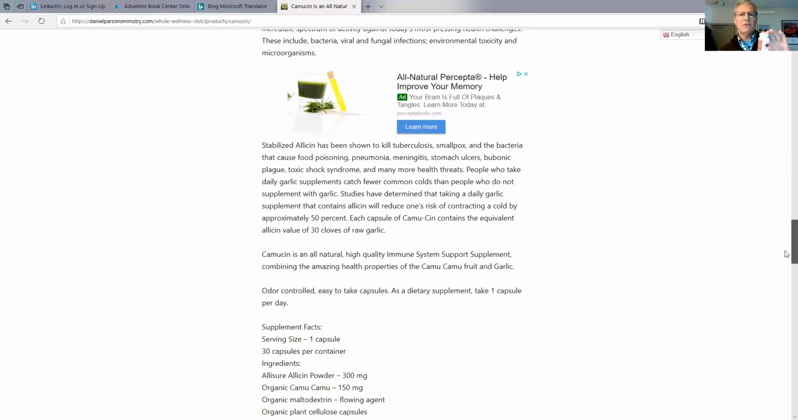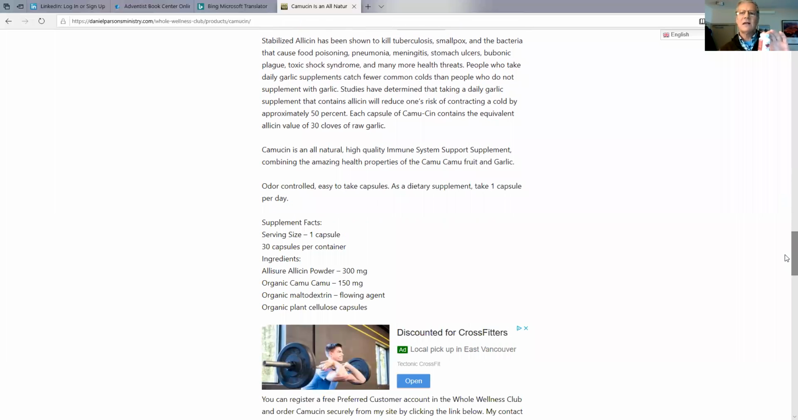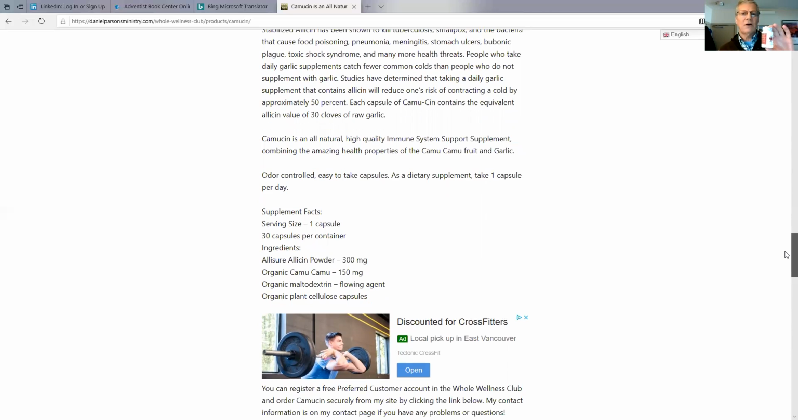Stabilized Allicin has been shown to kill tuberculosis, smallpox, and the bacteria that cause food poisoning, pneumonia, meningitis, stomach ulcers, bubonic plague, toxic shock syndrome, and many more health threats. People who take daily garlic supplements catch fewer common colds than people who do not. Studies have determined that taking a daily garlic supplement that contains Allicin will reduce one's risk of contracting a cold by approximately 50%. Each capsule of Camucin contains the equivalent Allicin value of 30 cloves of raw garlic. That is incredible.